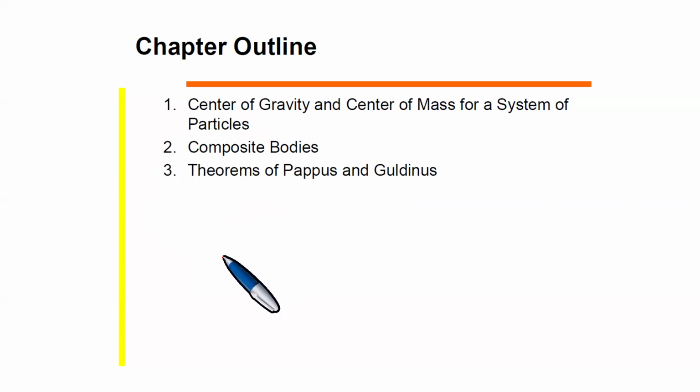Right, there's a chapter outline. That is very important. Now, what is the chapter outline for this section? The center of gravity and center of mass for a system of particles. So we're interested in, most importantly, the center of gravity, together with the center of mass for a system of particles. We shall also look at what we call composite bodies. We shall look at the theorems of Pappus and Guldinus as well. And these will be the kinds of theorems that will be central in the study we shall undergo together. Next.